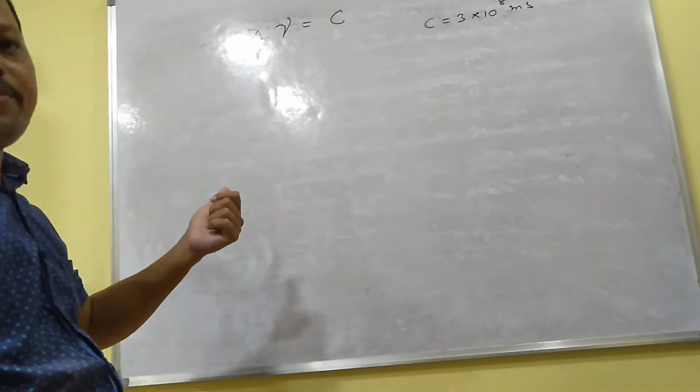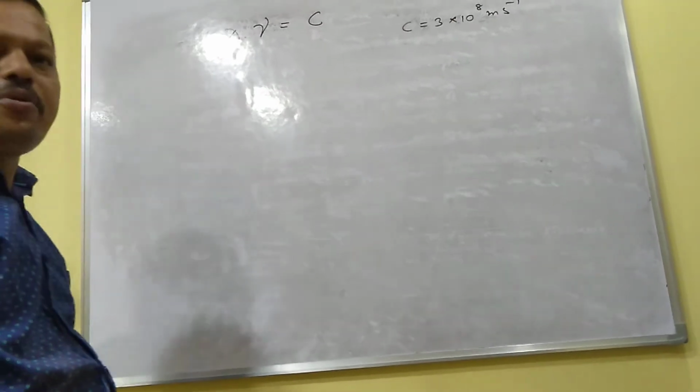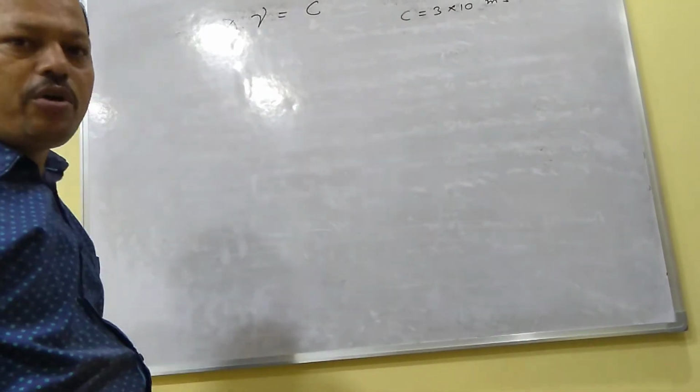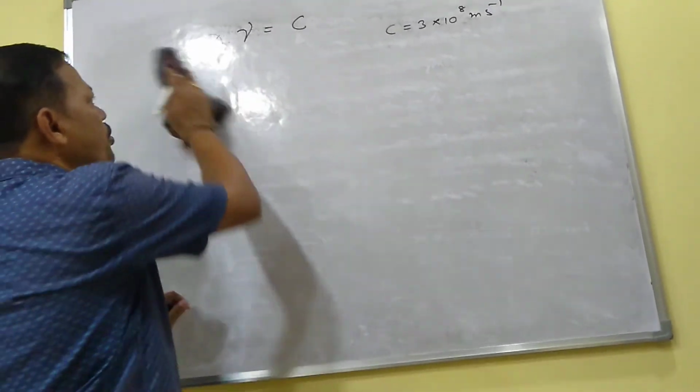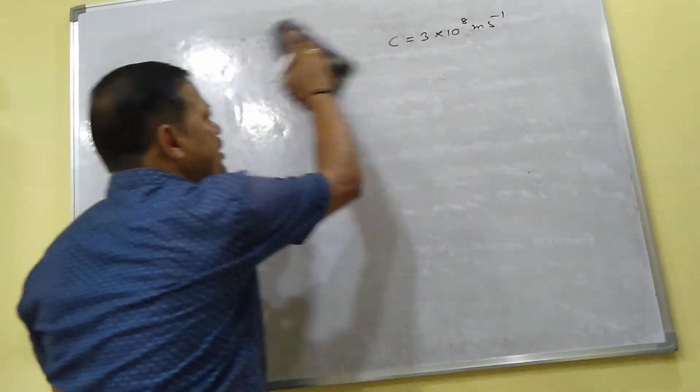The wavelength is given, you have to find the frequency. The frequency is given, you have to find the wavelength. That type of question is given in your book. So you can do it by applying this relation.